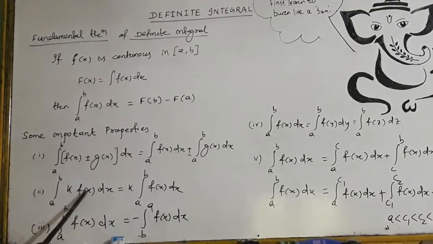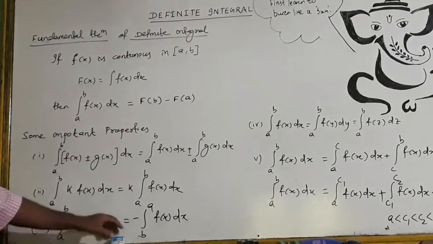This property holds in definite integral as well as in indefinite integral. In indefinite integral, you take the constant k outside. In definite integral, you can also take the constant outside. If k comes outside, then the integration is f(x) dx from a to b. Now the next one is very interesting.